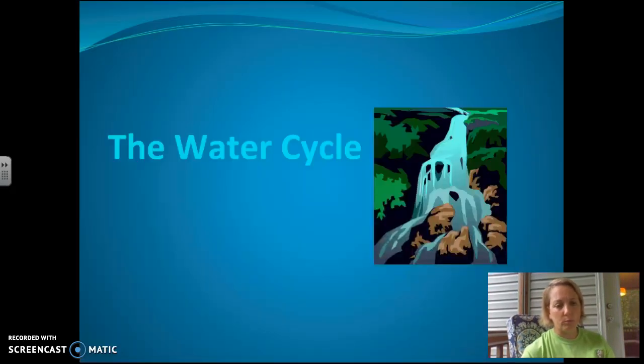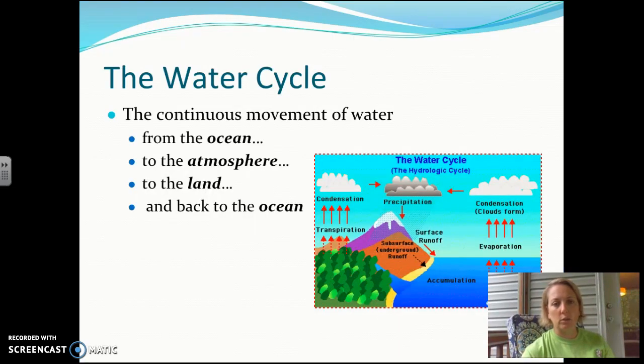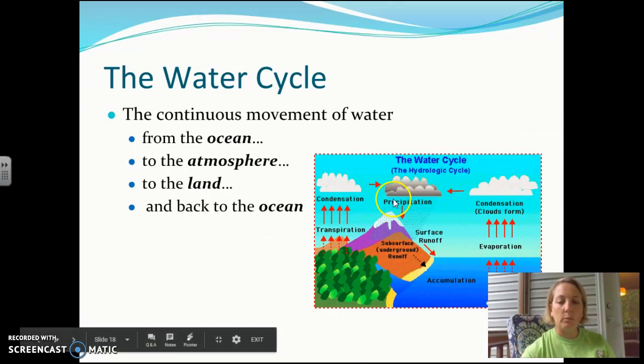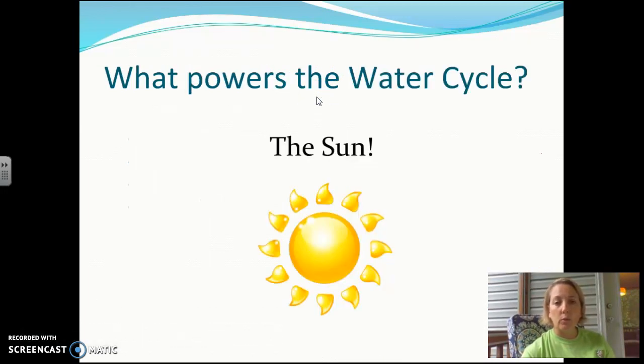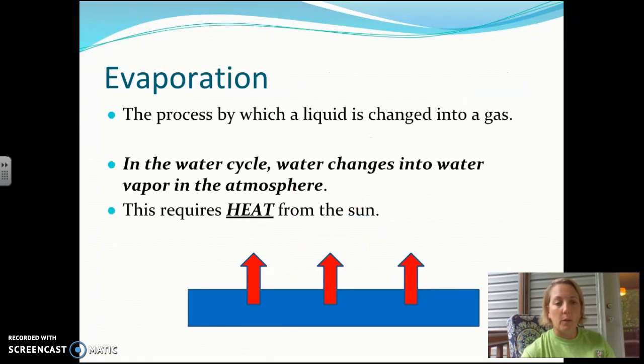Okay, this is totally review for you guys. So we're going to look at the water cycle. The water cycle is that continuous movement of water through the atmosphere. It comes from the oceans, goes to the atmosphere, back to the land, back to the oceans. This constant cycle of water. And your diagram there is already on your notes for you, so there's no need to recreate it. Obviously, what powers the water cycle? The sun. The sun powers most of these processes on our planet.